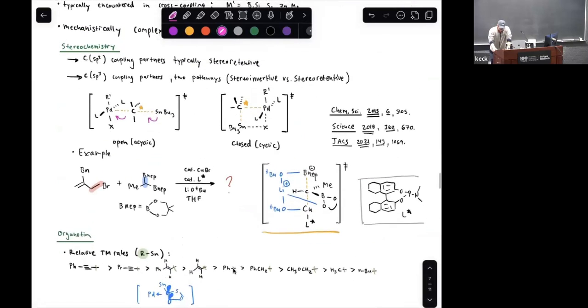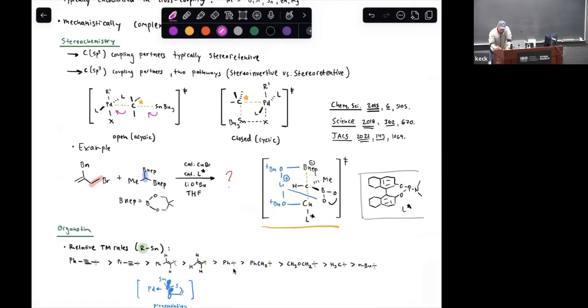And then there's an example from the recent literature, just a cool one you can take a quick peek at. So here we have copper, we've got a phosphoramidite ligand, we've got an organohalide, we've got an organoboron. It's actually a 1,1 bis boron, but don't let that scare you away.